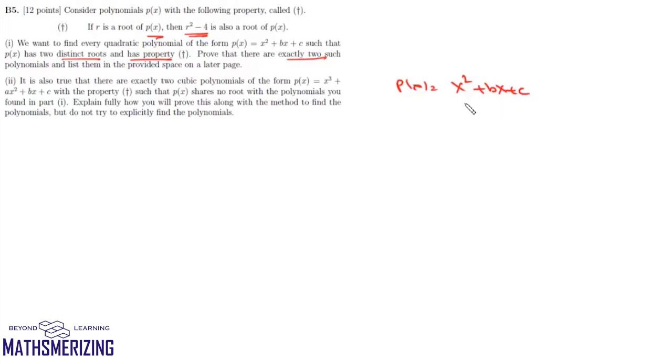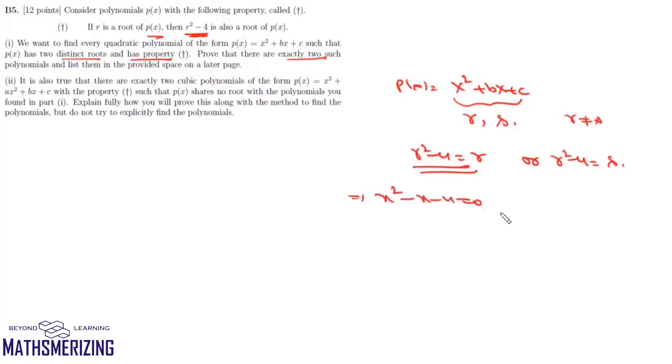Now this equation x square plus bx plus c will have two roots, say r and s, where r is unequal to s. Now in the question it says, if r is a root, then r square minus 4 is also a root of p(x). Now this quadratic equation cannot have more than two roots. So that means this r square minus 4 either will be equal to r, or r square minus 4 must be equal to s. Now if r square minus 4 is equal to r, we'll get our first equation, x square minus x minus 4 equals 0. So one such quadratic equation will be x square minus x minus 4 equals 0.